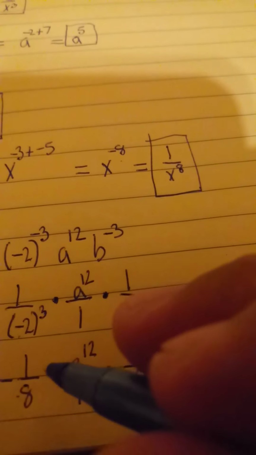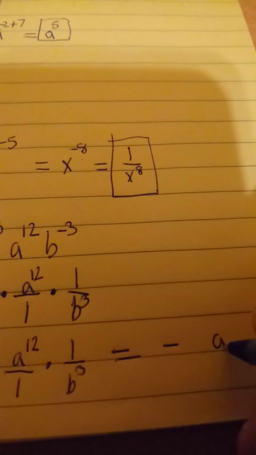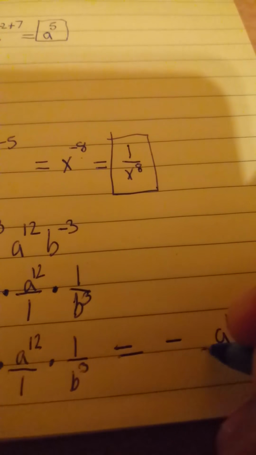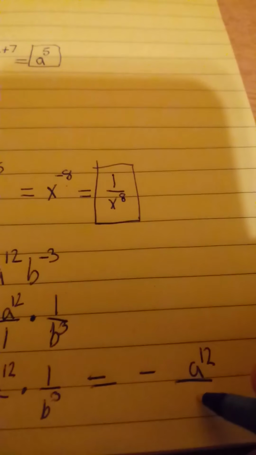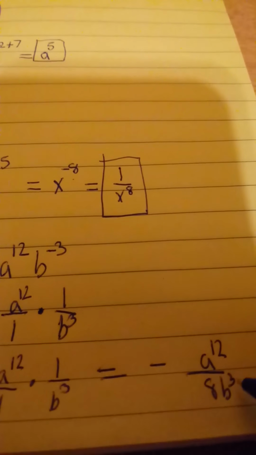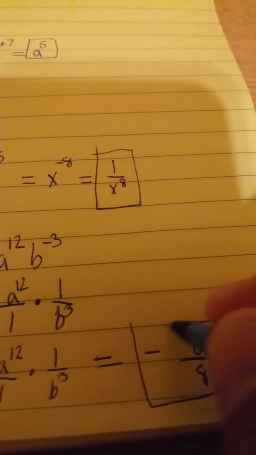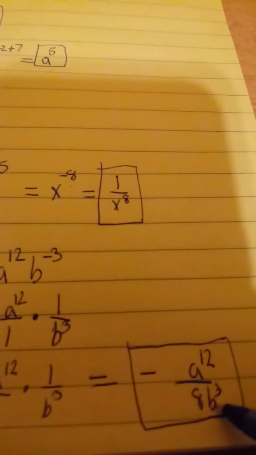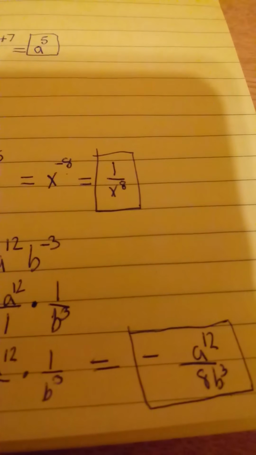And once again, 1 times a to the 12 times 1 is just a to the 12. And at the bottom, you're going to have 8 times 1, which is 8, times b to the 3rd, which is 8b to the 3rd. And remember, the whole thing is negative. It doesn't matter where you have the negative as long as you have it somewhere. So that would be your answer: negative a to the 12 over 8b to the 3rd. Okay, so this concludes part 1.